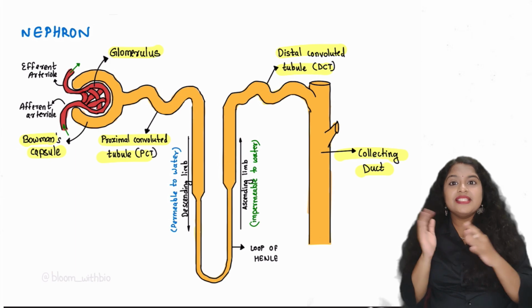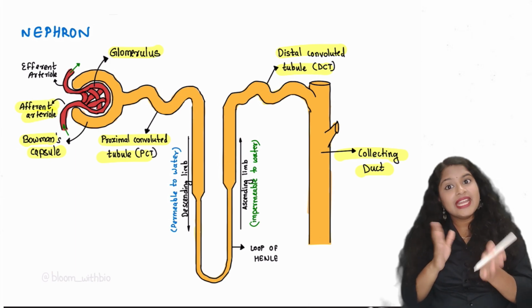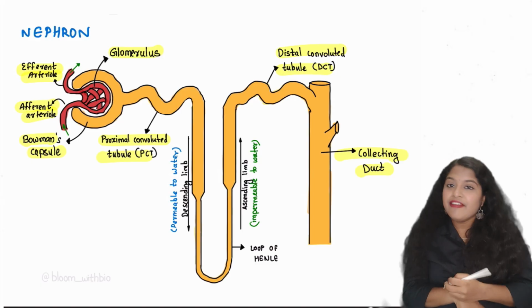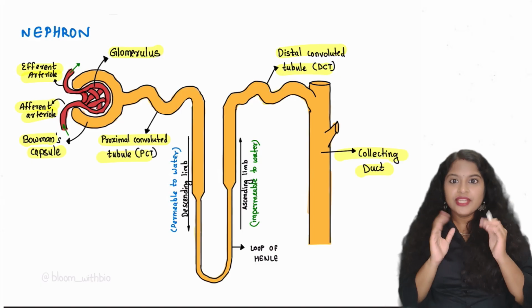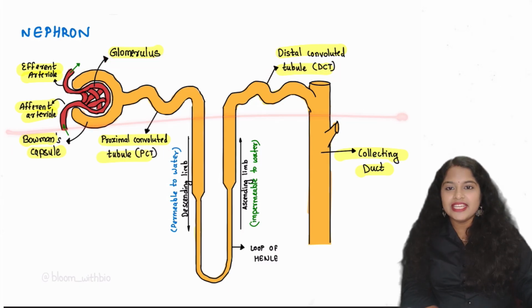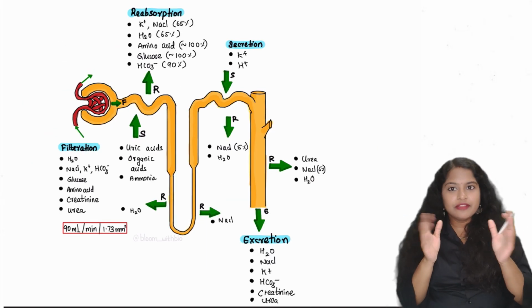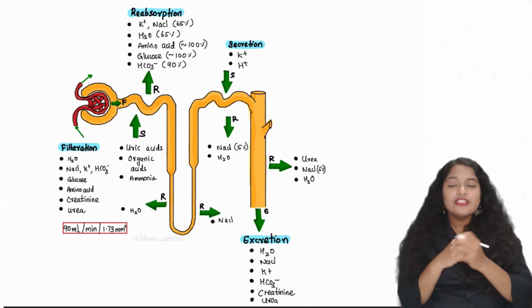And now blood is taken into the nephrons by the afferent arterioles, and the blood is taken away from the nephrons by the efferent arterioles. So now you can see here that the glomerulus, Bowman's capsule, PCT and DCT are lying in the cortical region of the kidney. Collecting duct and loop of Henle are located in the medullary region of kidneys. So now we are going to see the functions of kidney tubules.